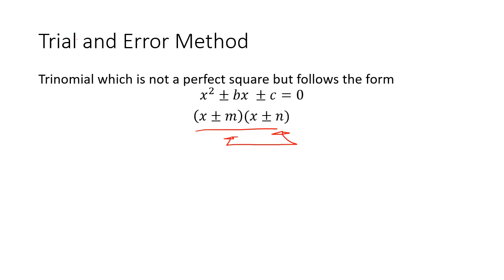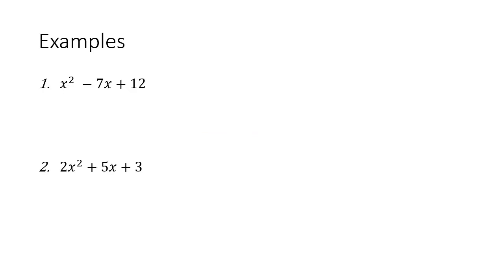Let's have an example to further understand this. So here, let's have this one, x squared minus 7x plus 12. So in the trial and error method, you need to get first the factors of 12 or the last term.